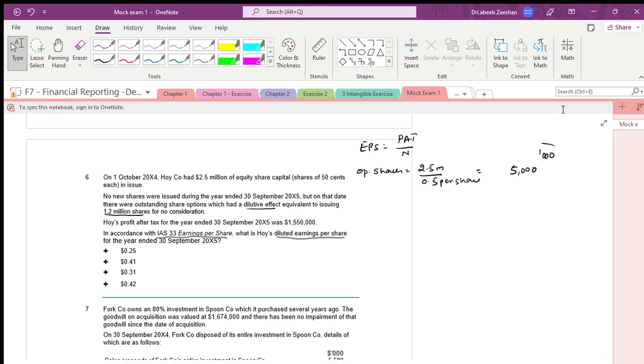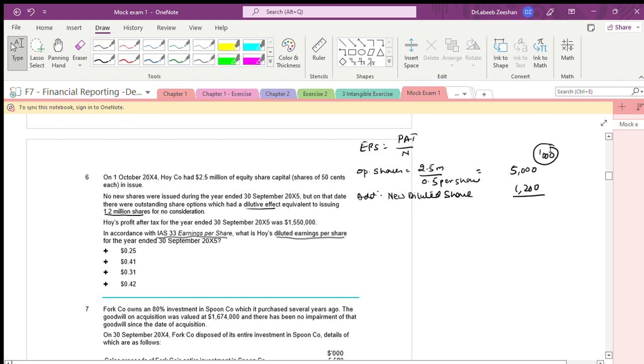Add the new diluted shares. How much is there? 1,200. So 6,200. What now? You put it there: 1,550 divided by 6,200. 0.25.